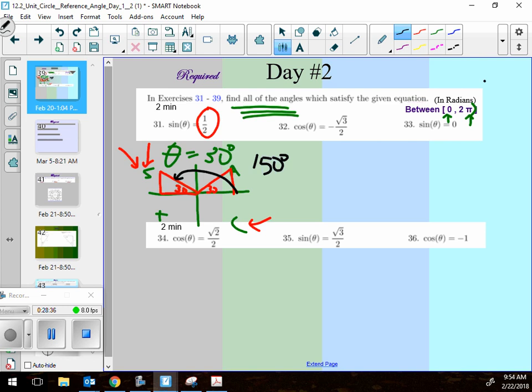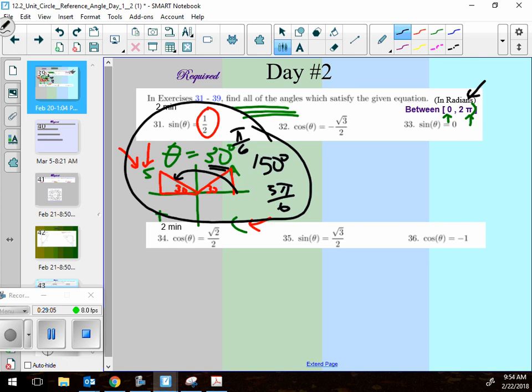Oh, wait. They asked for answers, and they used radians. Okay, so then we've got to quickly translate. What is 30? Got that memorized? Pi over 6. I like to think of it this way: 5 times this big. 5 times 30 is 150, right? So it's 5 pi over 6. If you don't like to do it that way, you don't have to. But I like to think, oh, it's 5 times bigger. I'll just take my pi over 6 and times it by 5. 5 pi over 6. All right, there's your 2 answers for 31.